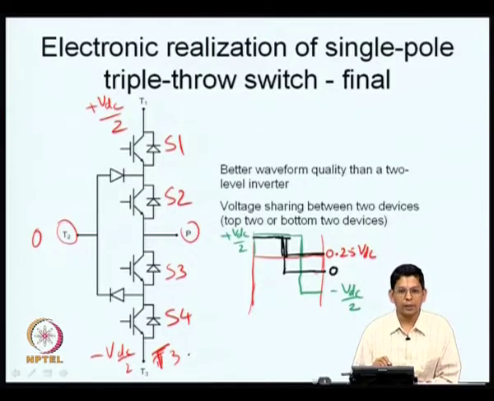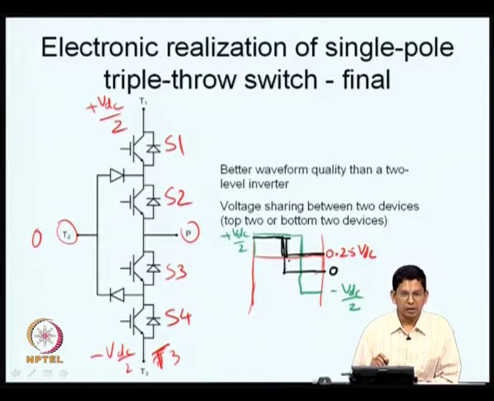So, now what do I get? I end up getting the same average voltage. So, I can get this 0.25 VDC by time averaging of 0.5 VDC and minus 0.5 VDC. I can also get this 0.25 VDC by time averaging of 0.5 VDC and 0, which is better. Time averaging of 0.5 VDC and 0 is better.